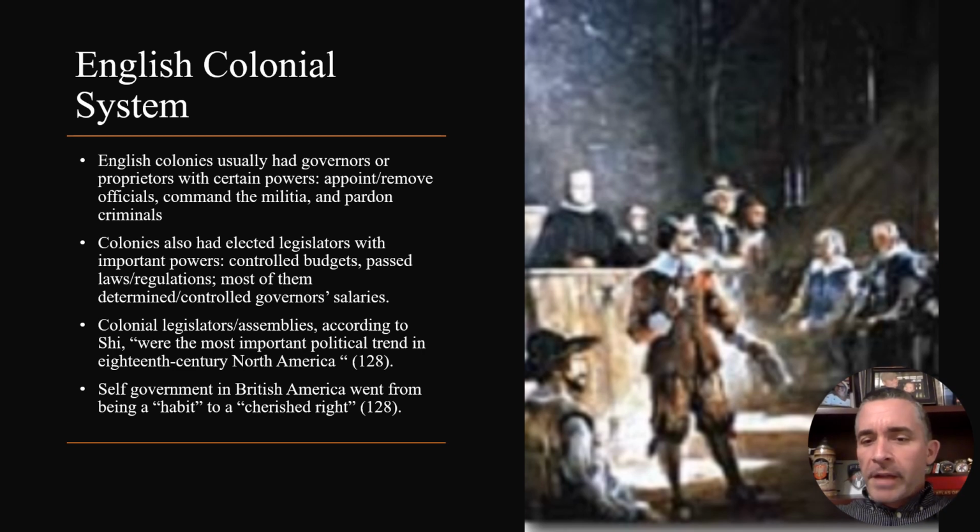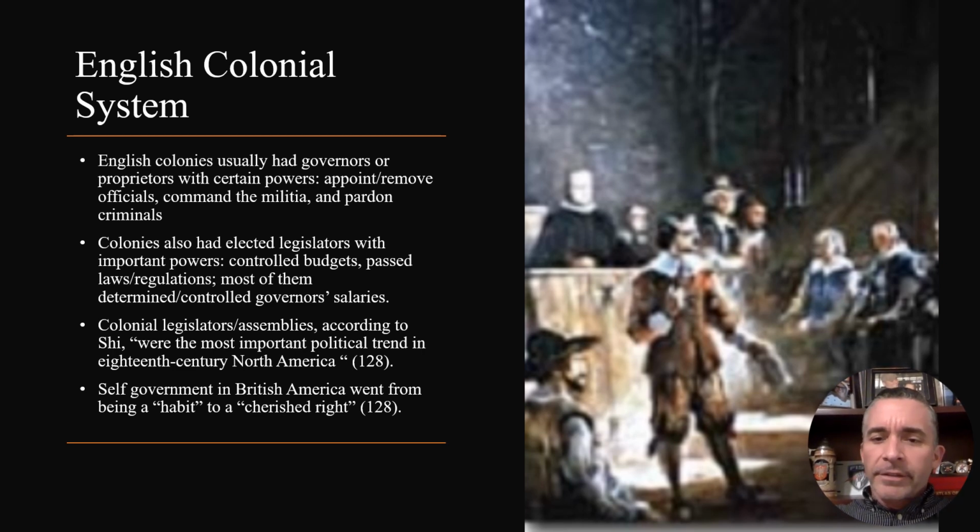Some of the colonies elected their governors, like Massachusetts and Rhode Island. In the proprietary colonies, the governors were actually the proprietors, but these governors, whether elected or proprietors, had certain powers. They could appoint and remove officials. They commanded the militia, and they could pardon criminals.